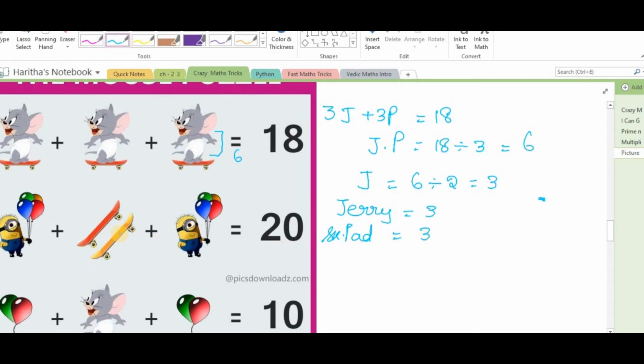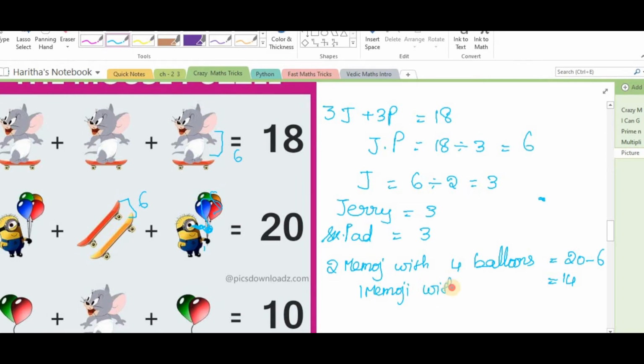Now we will try to find out the second one. Here we know that the skating pad value is 3, and here they given 2 skating pads. So 2 3s are 6, and 2 Memojis with 4 balloons is equal to 20 minus 6, that is 14. So 1 Memoji with 4 balloons is half of that, right? So 14 divided by 2 is equal to 7.